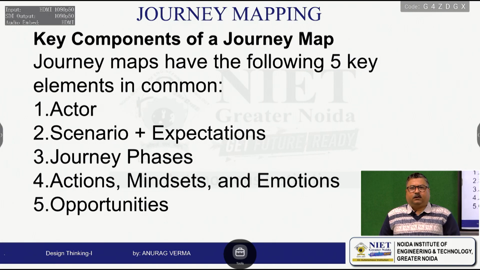Okay. Now let us see the key components of a journey map. Journey maps have the following 5 key components: actor, scenario and expectation, journey phases, actions, mindset and emotions, and opportunities. So actor is nothing but our customer or persona. Scenario is the story we are building around our product, including the expectations and goals of the customer.